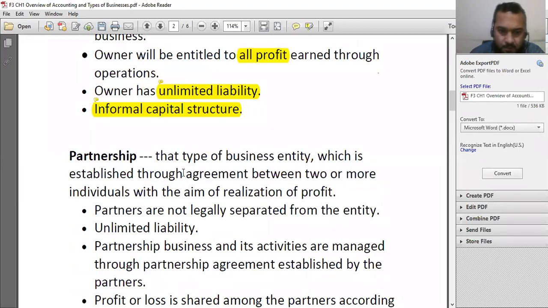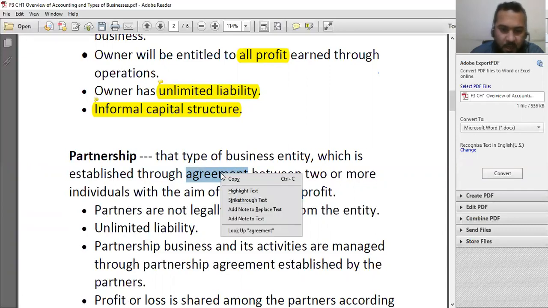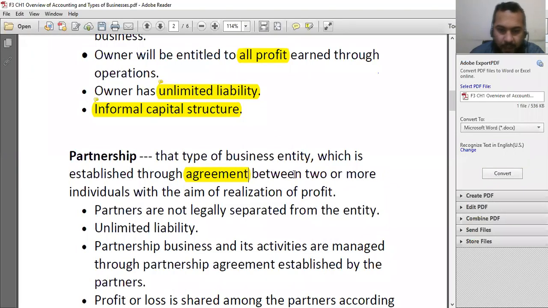A partnership is a type of business entity which is established through, first thing that is important in the partnership, an agreement. Agreement between two or more individuals. Agreement for what? For the earning of profit. So partnership is an agreement between two or more individuals with the aim of earning profit. Now the important point is this thing, agreement. Before you move on toward the operation of the partnership, you will have a partnership agreement.